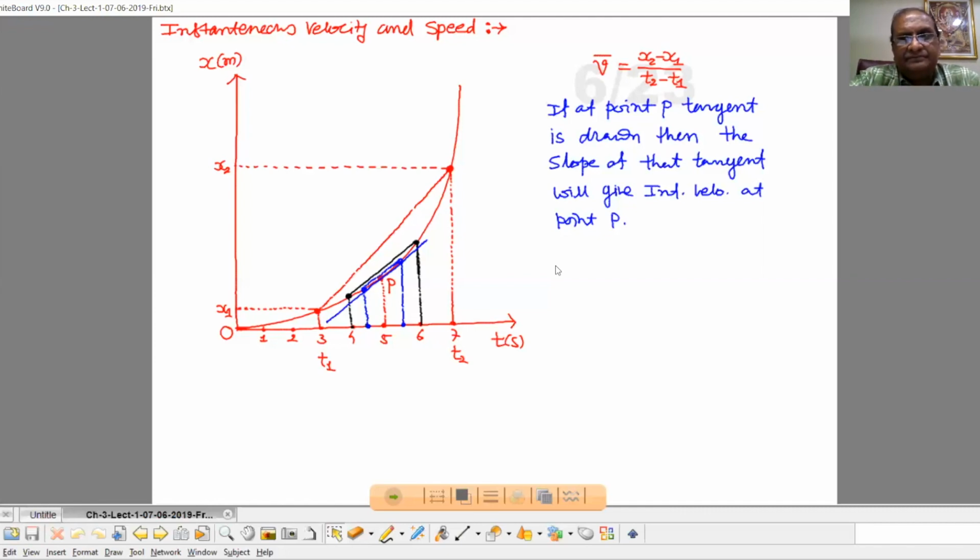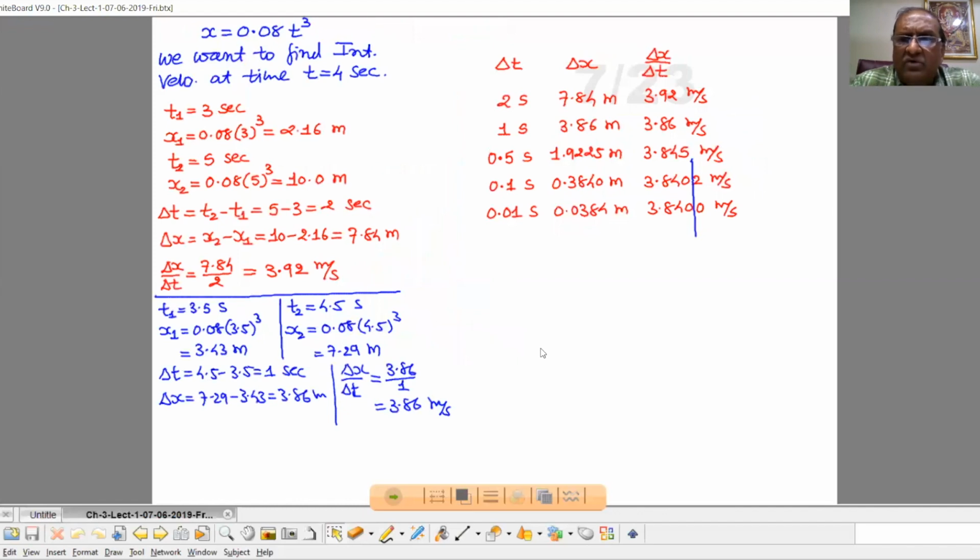This is the concept. So with the help of a graph, we can find the instantaneous velocity at any instant by taking the tangent at a point corresponding to that instant on the graph, and then taking the slope of that tangent, you will get the instantaneous velocity. But this is a somewhat complex method. Then, let's think about a mathematical method.